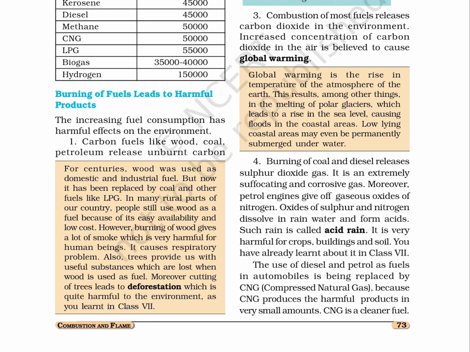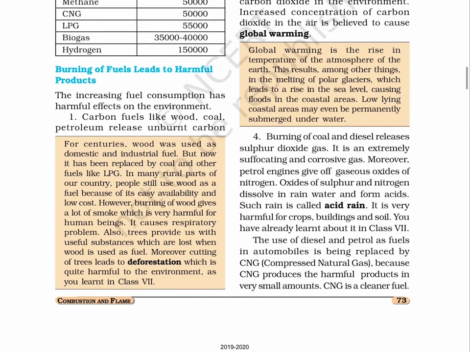4. Burning of coal and diesel releases sulfur dioxide gas. It is an extremely suffocating and corrosive gas. Moreover, petrol engines give off gaseous oxides of nitrogen. Oxides of sulfur and nitrogen dissolve in rainwater and form acids. Such rain is called acid rain. It is very harmful for crops, buildings and soil. You have already learnt about it in class 7.